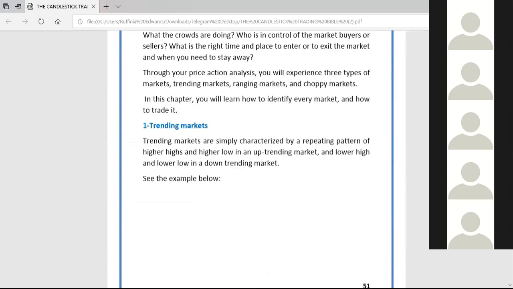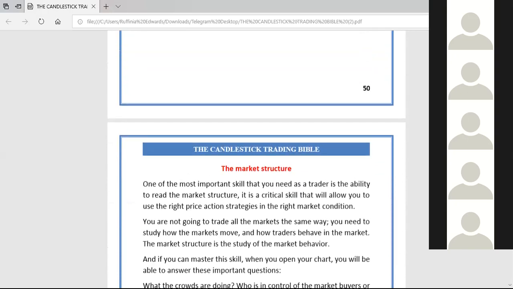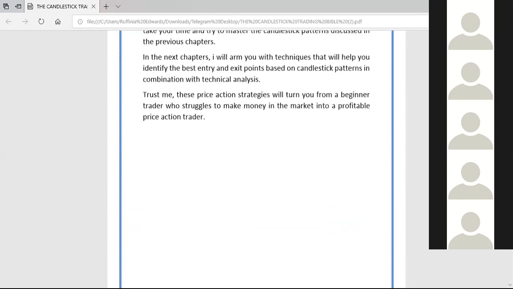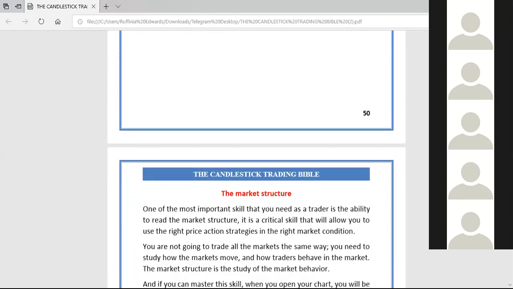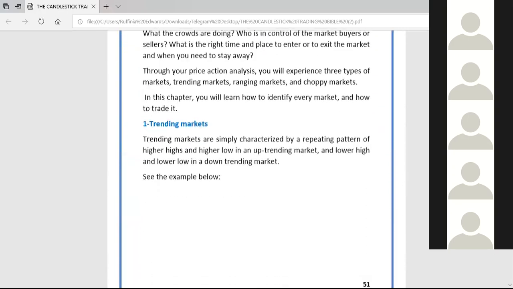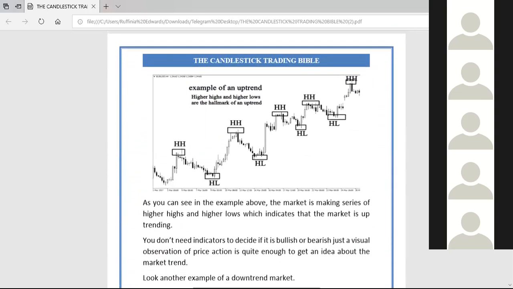Trending market, market structure. You notice this is an uptrend here, higher highs, higher lows, higher highs, higher lows, and so forth. A large trend line right here, boom.